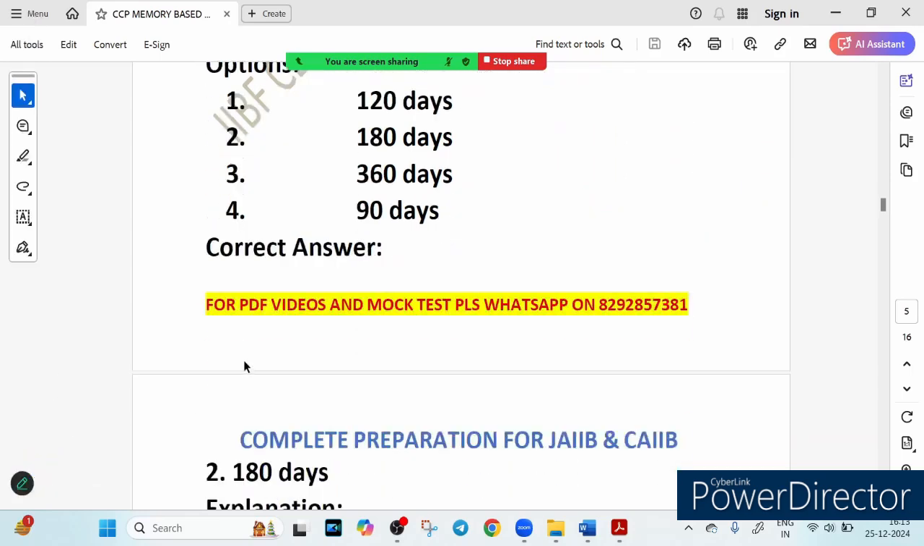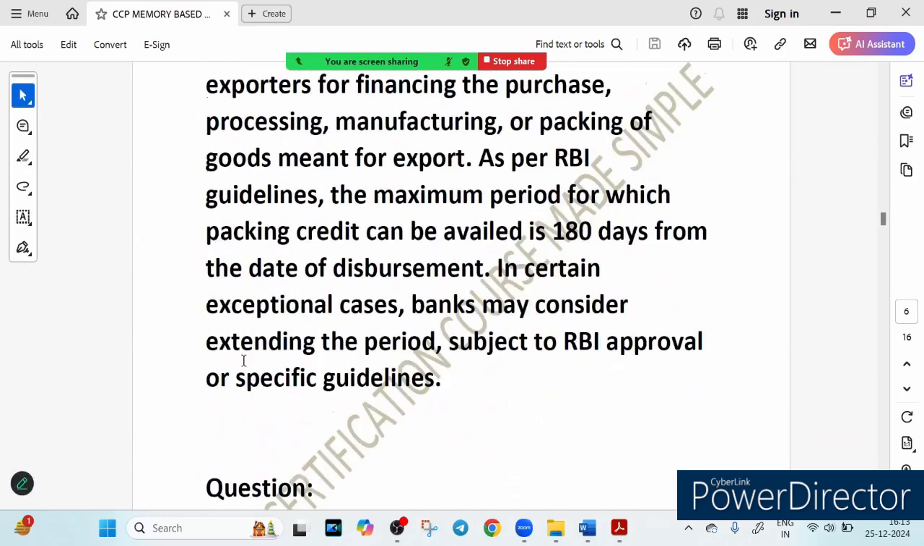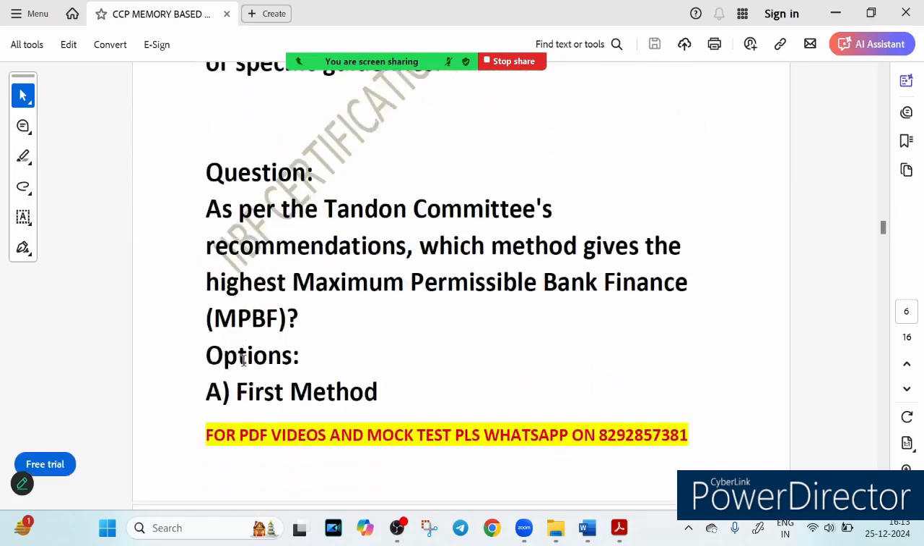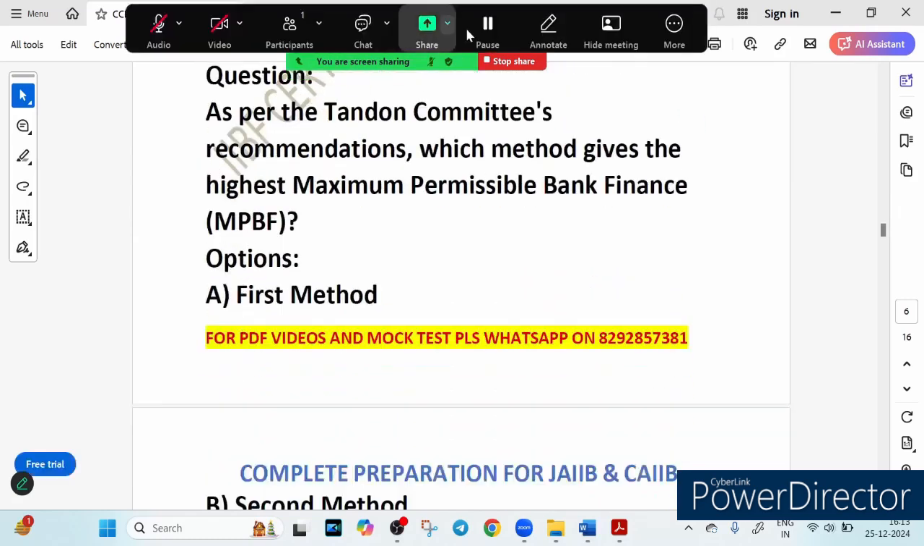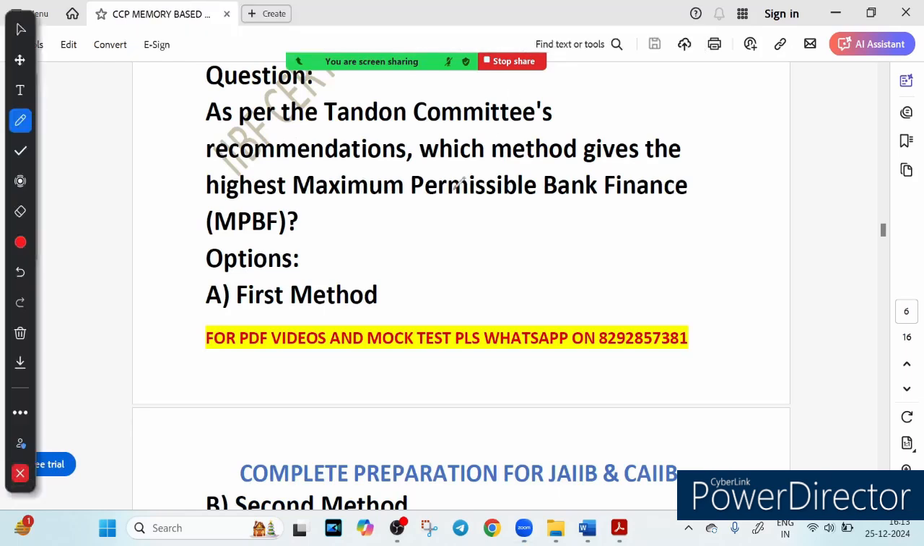So let's see what is the next question here. The next question is, as per the Tandon committee recommendation, which method gives the highest MPBF? You know MPBF, maximum permissible bank finance. So there are certain methods, first method, second method, third method, and fourth method. Okay, so which will give you the highest MPBF?